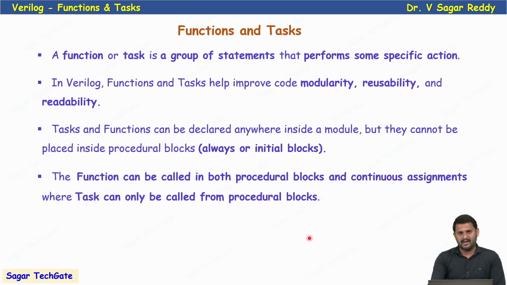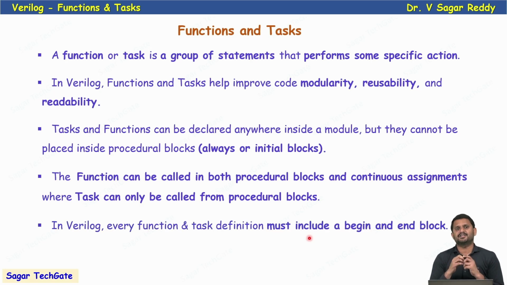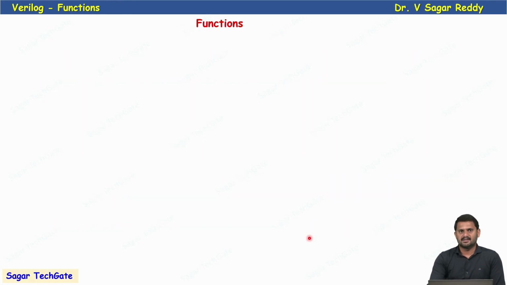In Verilog, every function and task definition must include a begin and end block. This is a thumb rule we need to follow. In SystemVerilog there is no need to maintain begin and end blocks in functions and tasks, but in Verilog it is mandatory. Now we'll see some examples and the syntax of functions.